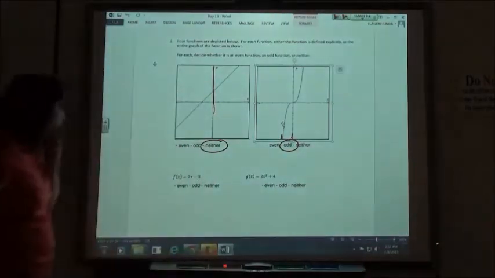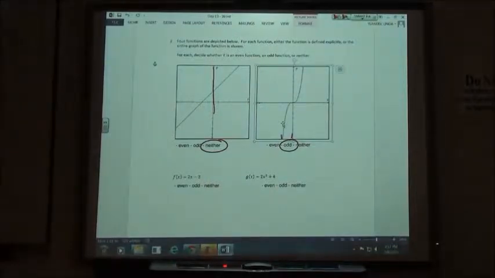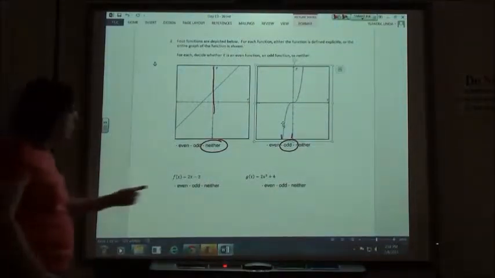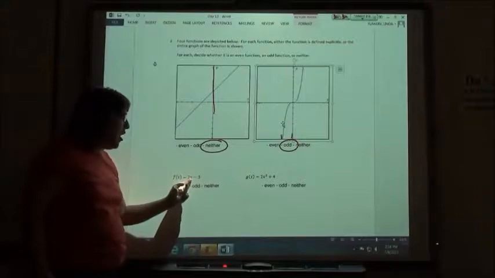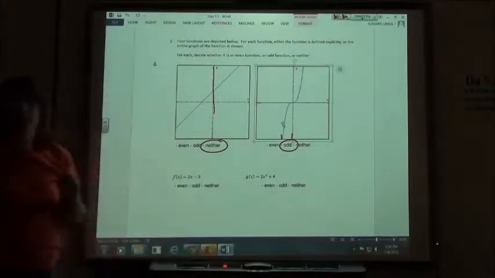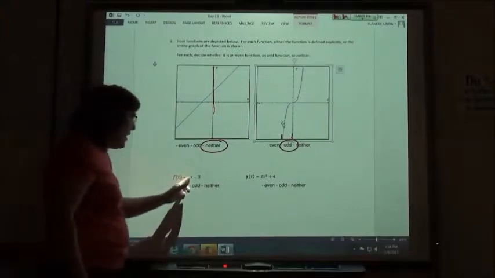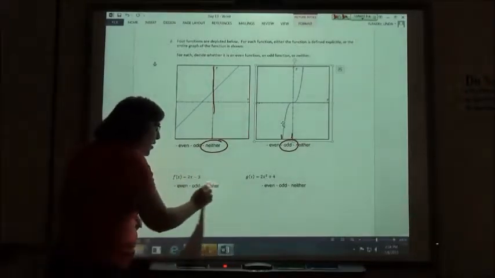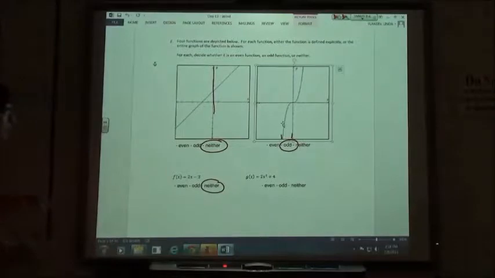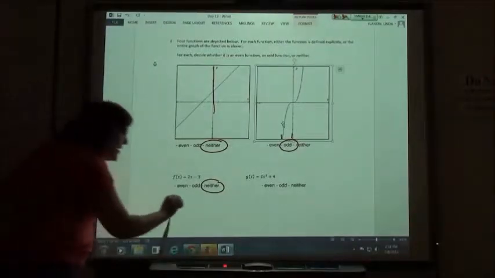The next one I'm looking at, and I'm saying, okay, is it even, is it odd, is it neither? Well, I know this is to the first power, so it's odd. This is to the 0 power. 0 power means one's even, or one's odd and one's even, so I'm going to have to pick neither on this one. But if I really wasn't sure, I'd do my test.